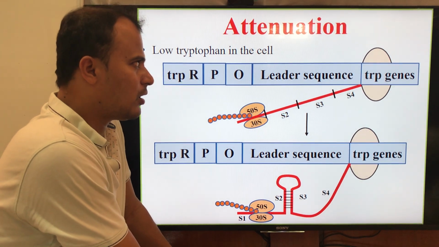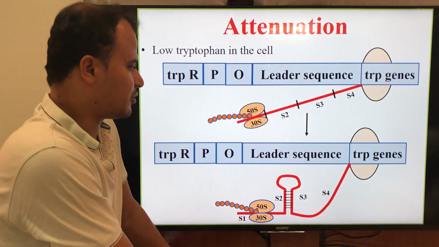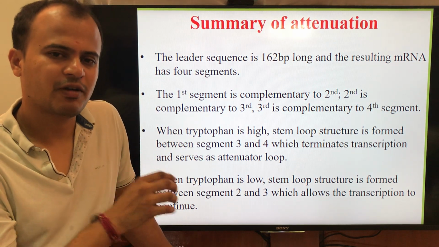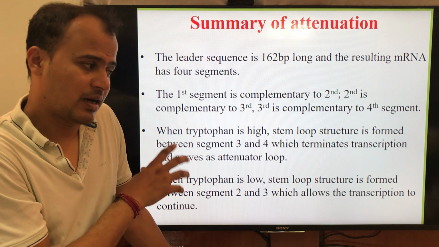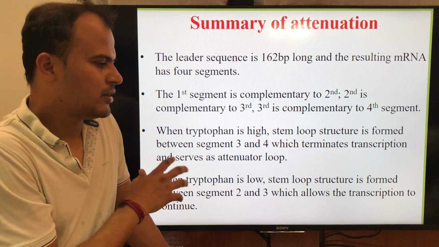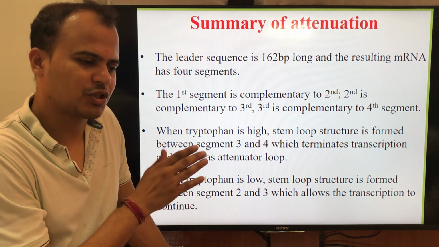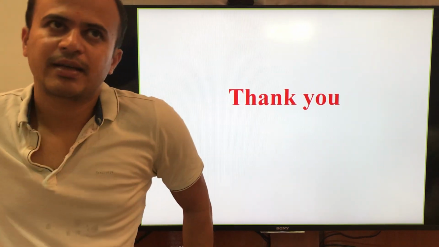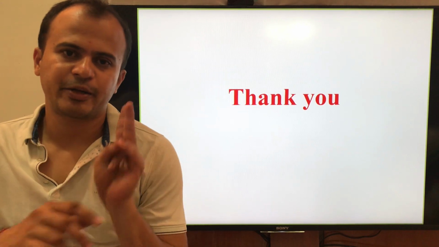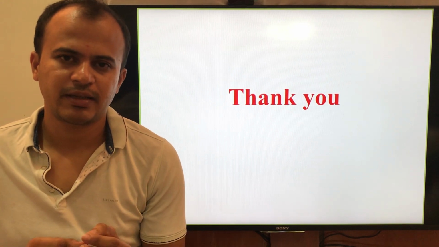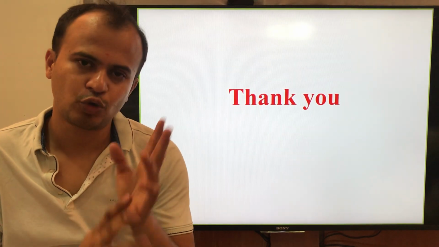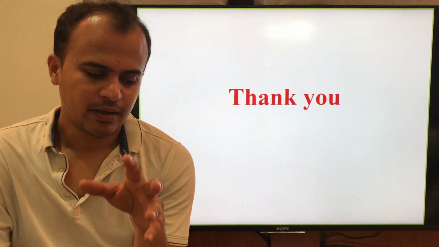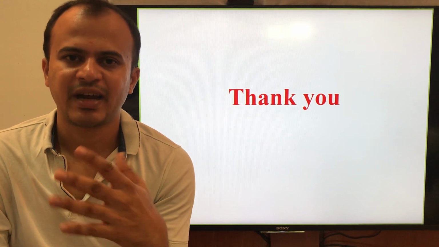So this is all about the attenuation control. So this slide gives you the summary of the tryptophan operon or the attenuation control that you have studied. Based on this explanation, what I would like to conclude is that bacteria have adopted two regulatory mechanisms. The first one is repression, the second one is attenuation.